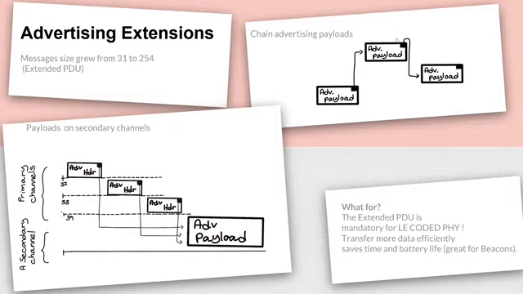As you might know, the golden rule says that primary advertising channels 37, 38, and 39 carry less data, and secondary channels 0 to 36 do most of the heavy lifting. That's why we're going to go to our next feature, which is the payloads on a secondary channel.